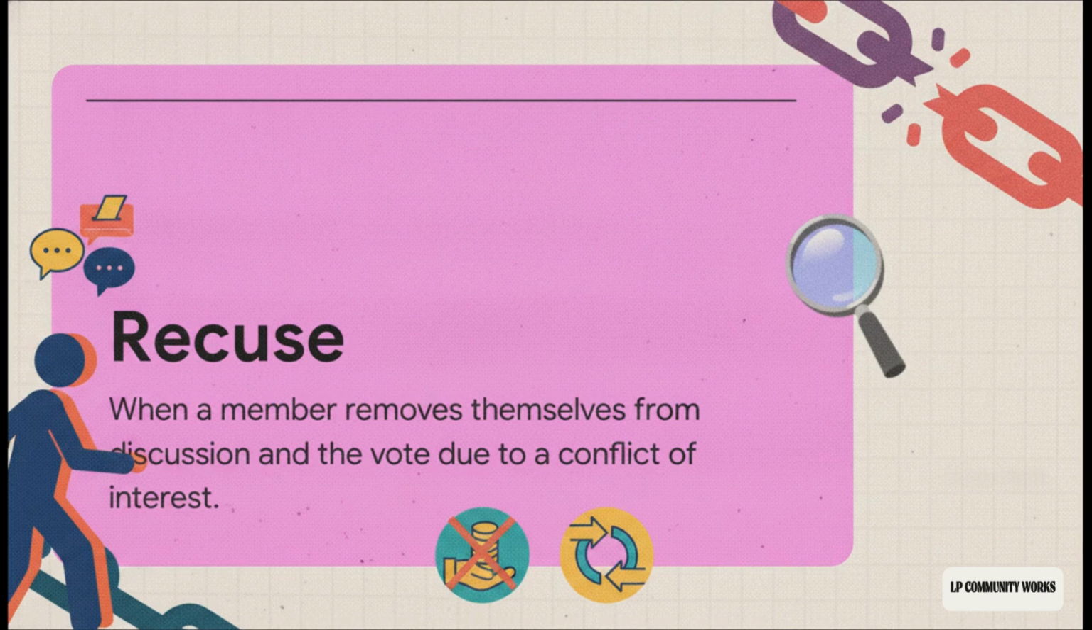Contrast that with abstaining, which is just choosing not to vote, basically saying neither yes nor no. Recusing is the absolutely mandatory move when an item hits just a little too close to home.